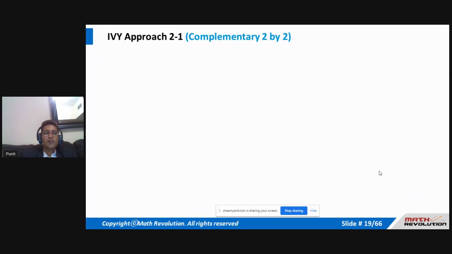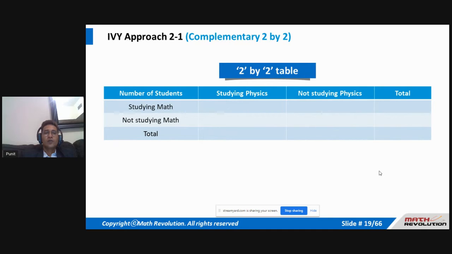Let's talk about the IV approach second, which is based on a complementary 2 by 2 table. The complementary 2 by 2 table, how does it look and how do we form it? It will be on your screen in the next second. And in that, you need to make sure that you focus majorly upon the column and the row that has been taken.